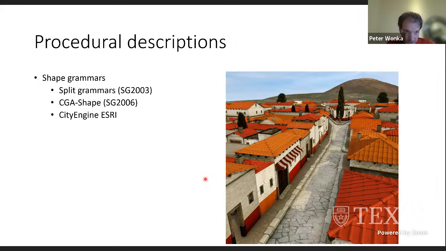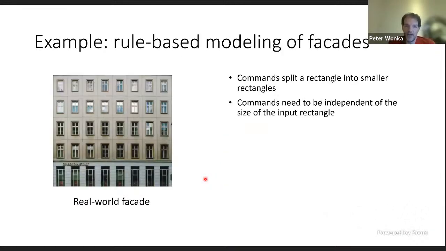And for this, I'll focus a lot on my own work, which is basically the original fusion of, can we take something from the shape grammar literature and something from the L system literature, and can we do something similar for buildings? So we have an example here that just shows how this works. We have commands that focus on, for a facade, splitting a rectangle into smaller rectangles. And these commands need to be independent of the size of the starting rectangle so that a variety of different designs can be generated.